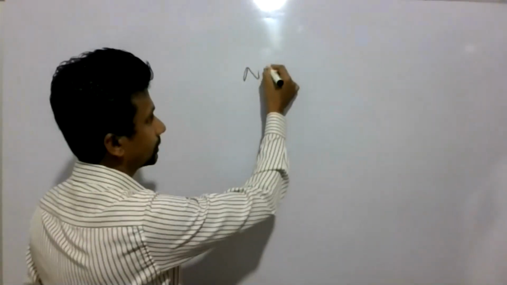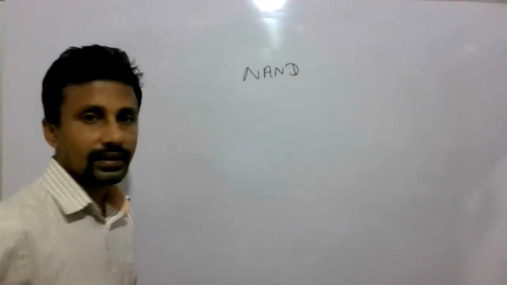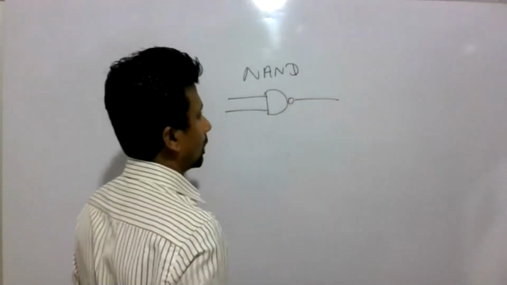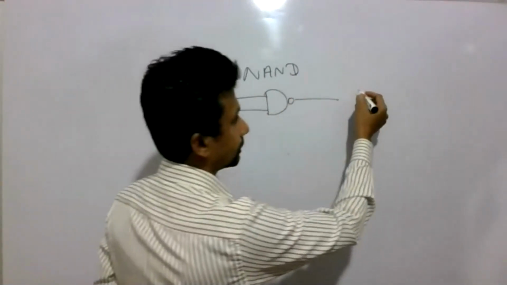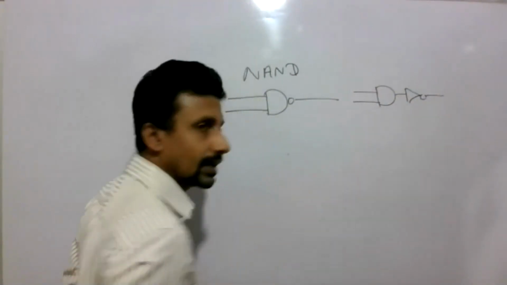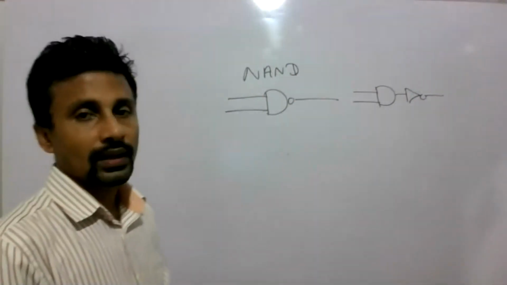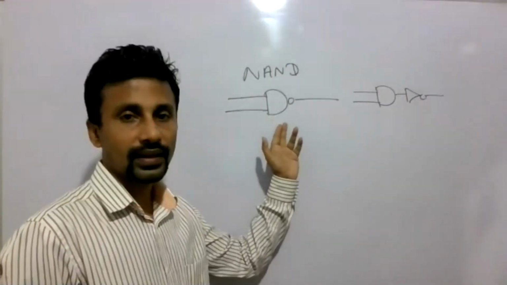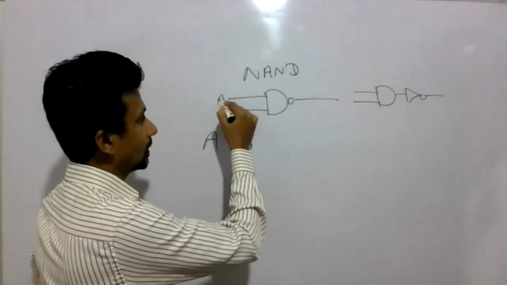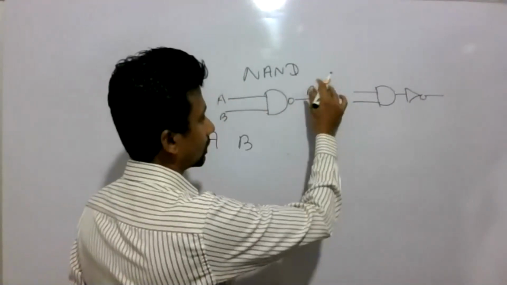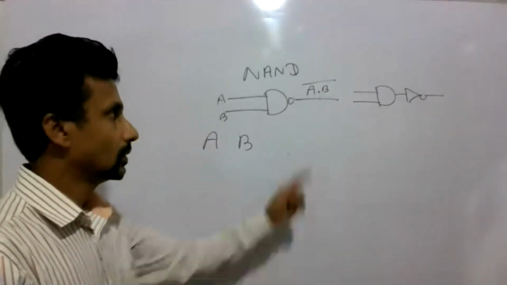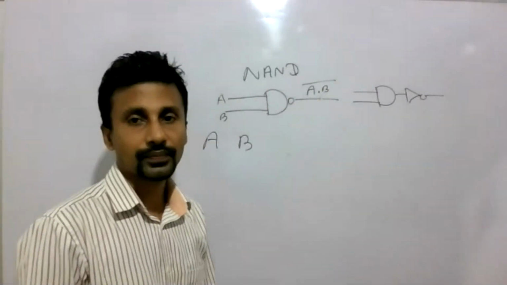NAND gate. So the NAND gate I can draw like this. Actually, it has a NOT gate. With the AND gate, a NOT gate is connected. That's how the NAND gate is generated. Like earlier, if you get A B, your output will be (A dot B) dash. The whole thing dash. Not separately, the whole thing you have to put a dash.